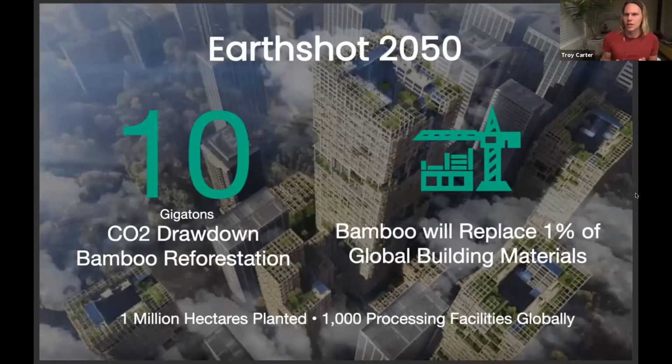And internally, just to give a sense of scale of how big can bamboo, how much can we actually contribute to the global climate crisis? Internally at RIZOME, we have a 10 gigaton drawdown goal by 2050, which means about a 1% replacement of timber products. And so that's just RIZOME. That's our own internal operation. And that would be about 1 million hectares planted and about 1,000 processing facilities globally. So that's the scale that we can imagine our own internal operation reaching. And then the actual industry itself can be much larger.